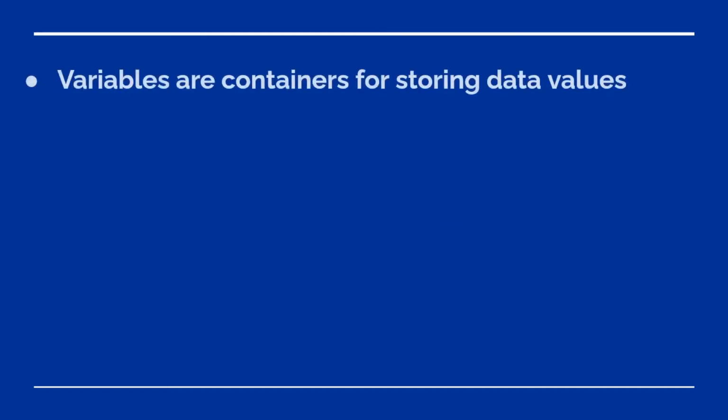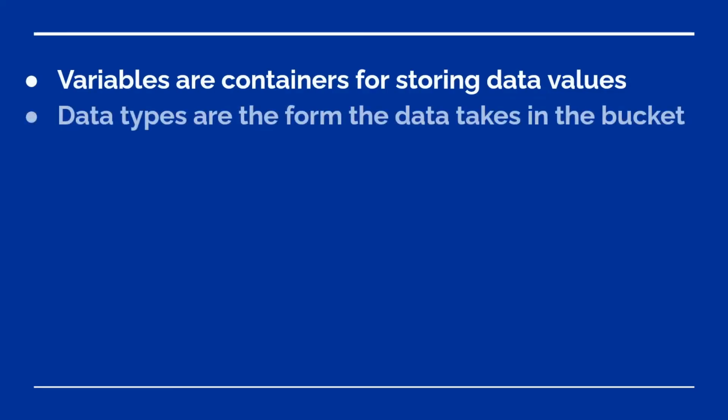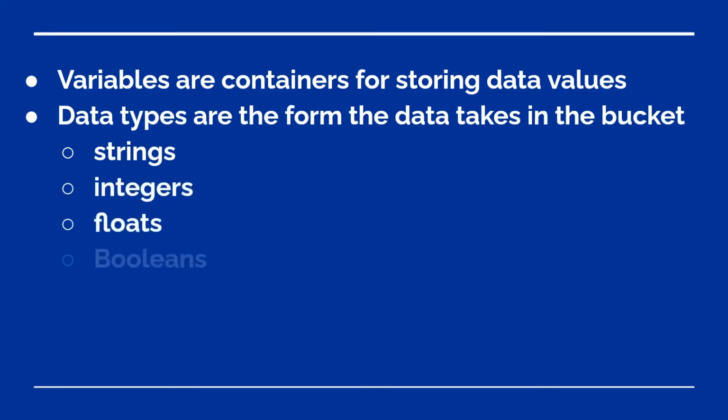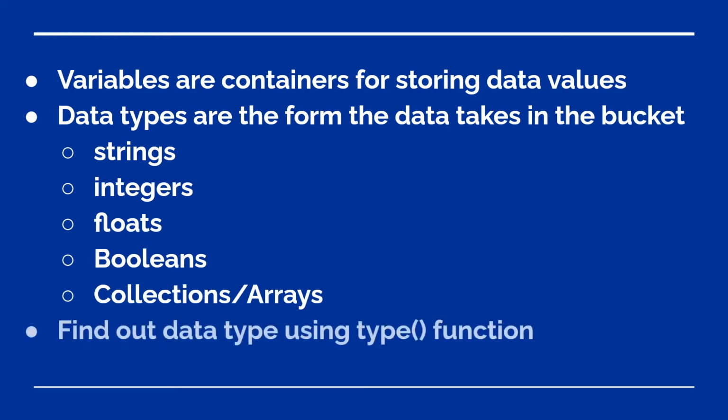Data types are the form that the data takes in its variable bucket. For this beginner series, we will be focusing on 4 main data types, with a 5th type which will be broken down later on. The first 4 are strings, integers, floats, and boolean. The 5th type we'll talk about later are called collections or arrays. And just remember, we'll explain those later.